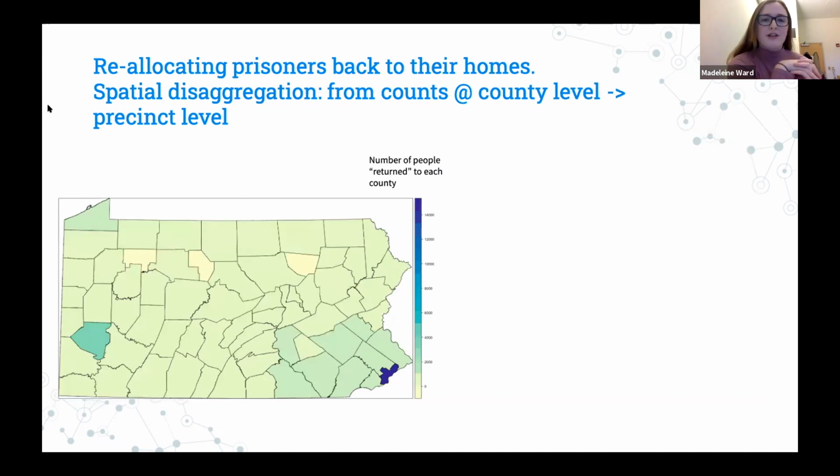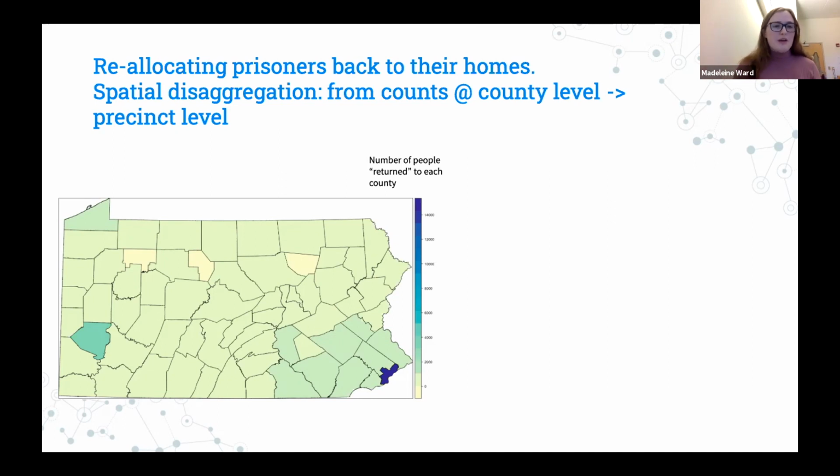Spatial disaggregation, like I said, goes back from counts at the county level to counts at the precinct level. The map that I'm showing here is the number of people returned to each of the 67 counties in Pennsylvania. I say returned, we're just envisioning this to be some sort of dynamic process where all of the people who are currently located in prisons are floating back to wherever they lived originally. The really dark blue is Philadelphia County, so I'll be focusing on that just to give you a close-up of those precincts.